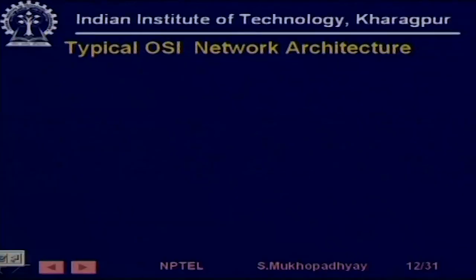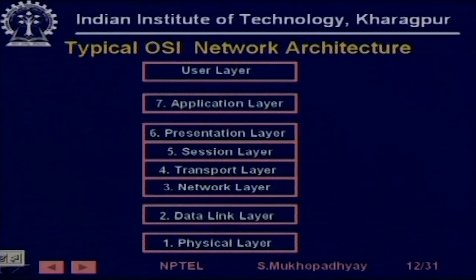So now, having understood the connectivity, the actual physical connectivity, let's come to the OSI network architecture. This is a very general purpose model, and in the various special networks, you have some sort of an adaptation of this network architecture. In all networks, they adapt this generic OSI network architecture in certain ways.